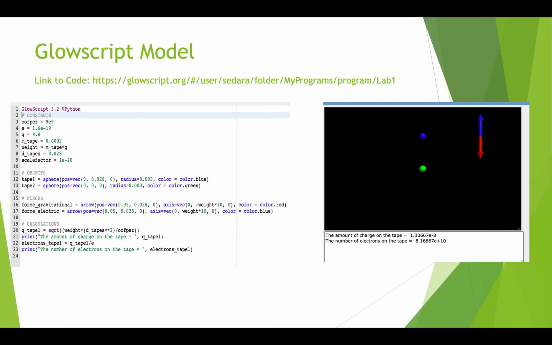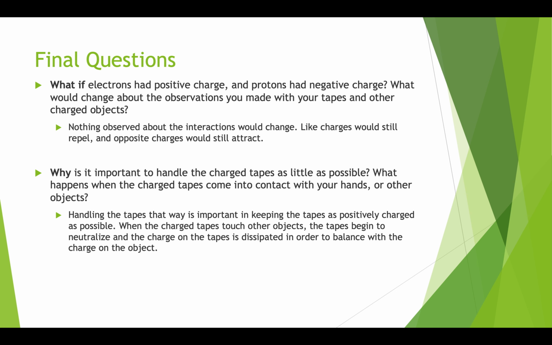So finally, let's go over some final questions about the experiment. What if electrons had positive charge and protons had negative charge? What would change about the observations I made with my tapes and other charged objects? Nothing observed about the interactions would change. Like charges would still repel and opposite charges would still attract. This is because despite the electrons and protons switching charges, they still have the same effect on each other.